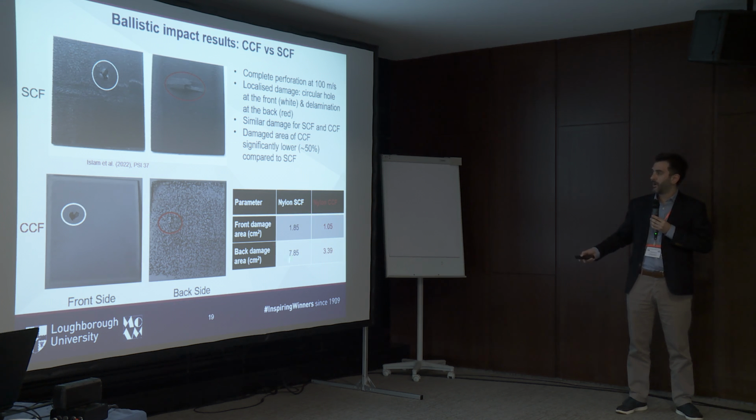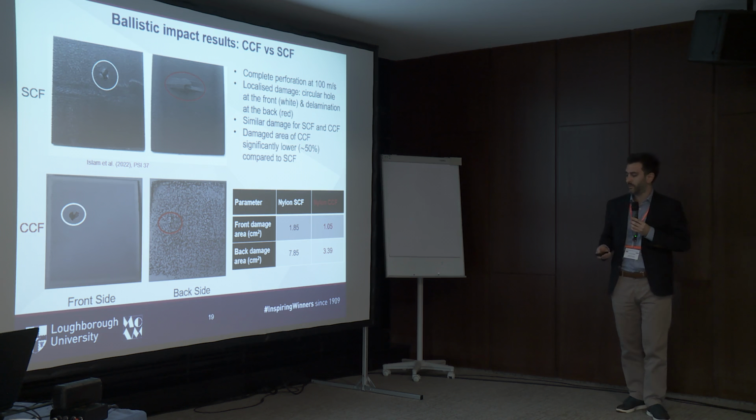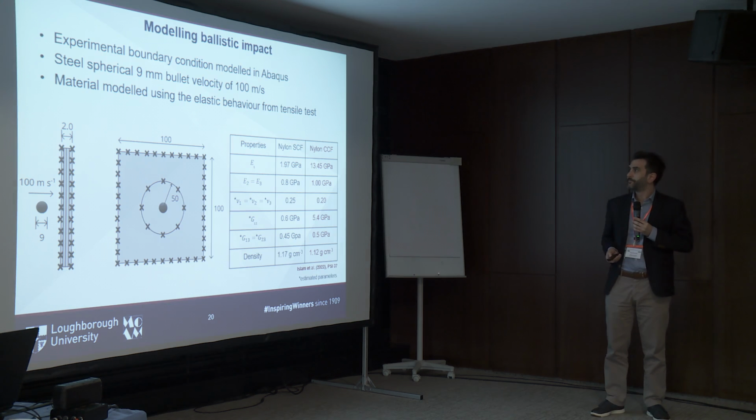Here we have quantified these areas of damage. As you see, the continuous carbon fiber has maybe half the damage area at the front and maybe half again at the back. Okay, so it performs way better, even though the volume fraction of carbon is less.